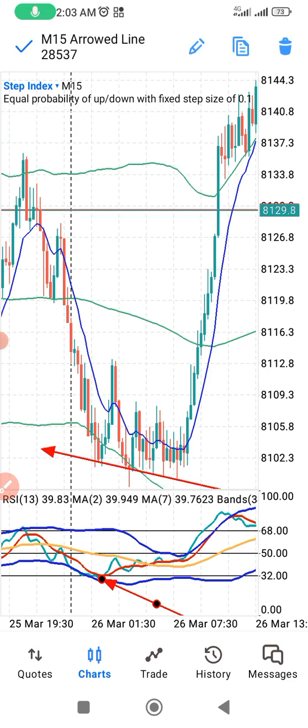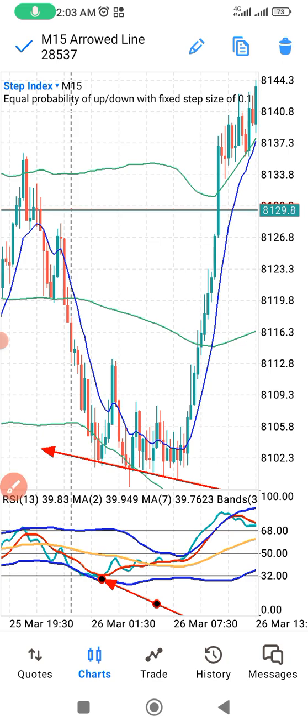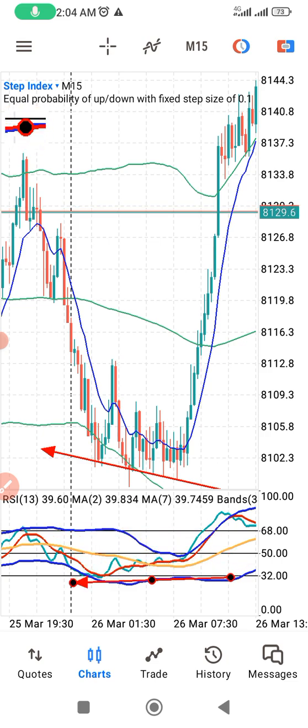You can see that the price is doing a lower low, lower low, lower high, lower low, lower high. It's moving down, but looking at our indicator window, you agree that the indicator is doing the opposite.